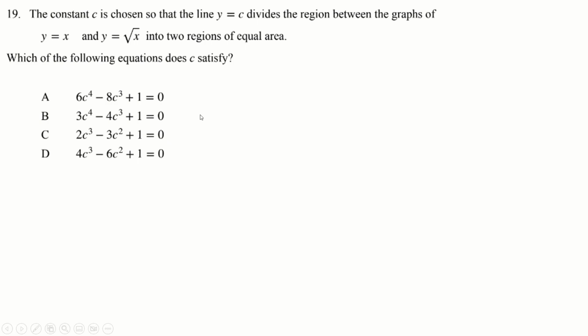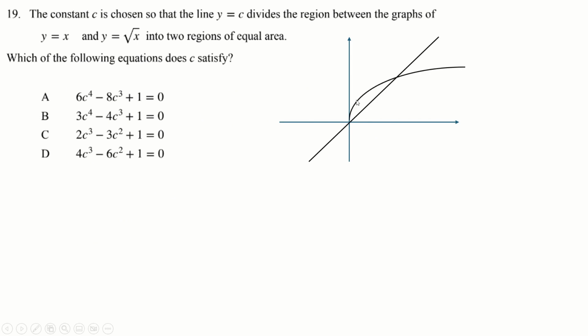19 is a great question. I've never actually seen a question like this. I thought it was really good. We've got y equals x as the straight line. Obviously, we've got y equals root x as this curve. Now, apparently, we can draw a line y equals c horizontally across this that breaks this area into 2 equal pieces. So for some value c, and it's just asking us what is that value. Well, it's not asking what the value of c is. It's asking which equation it satisfies.